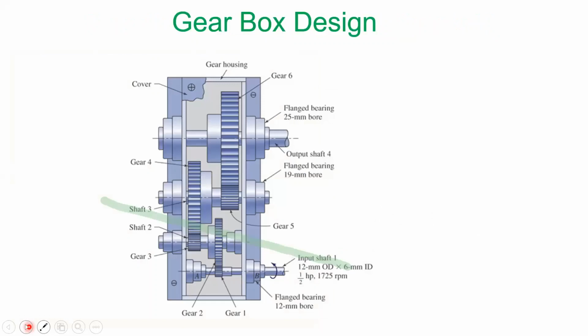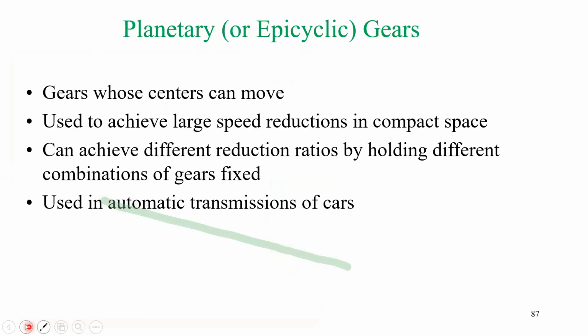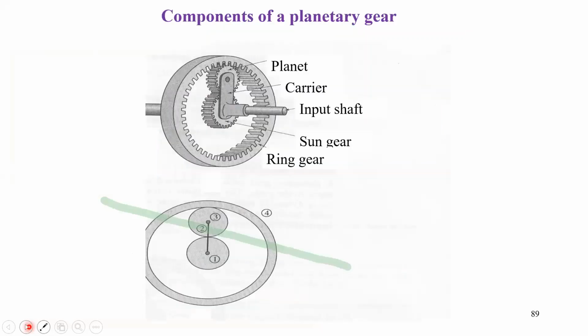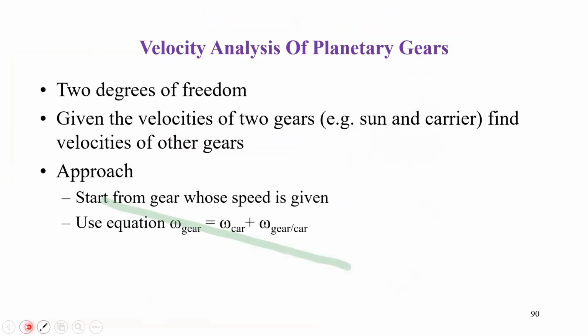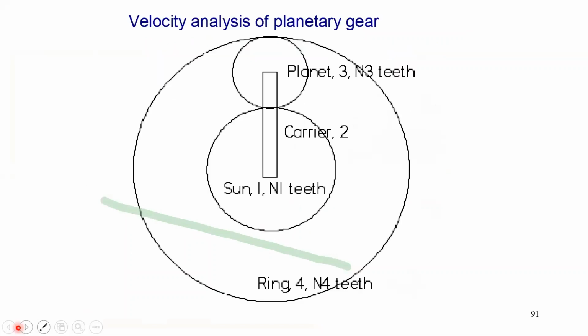These are different factors. So we have seen planetary gears already. We have seen a video as well. For this planetary gear, you have the angular velocity of the gear, which is equal to the angular velocity of the carrier along with the angular velocity of the gear. This is the approach that we need to look at when you're going for a velocity analysis.